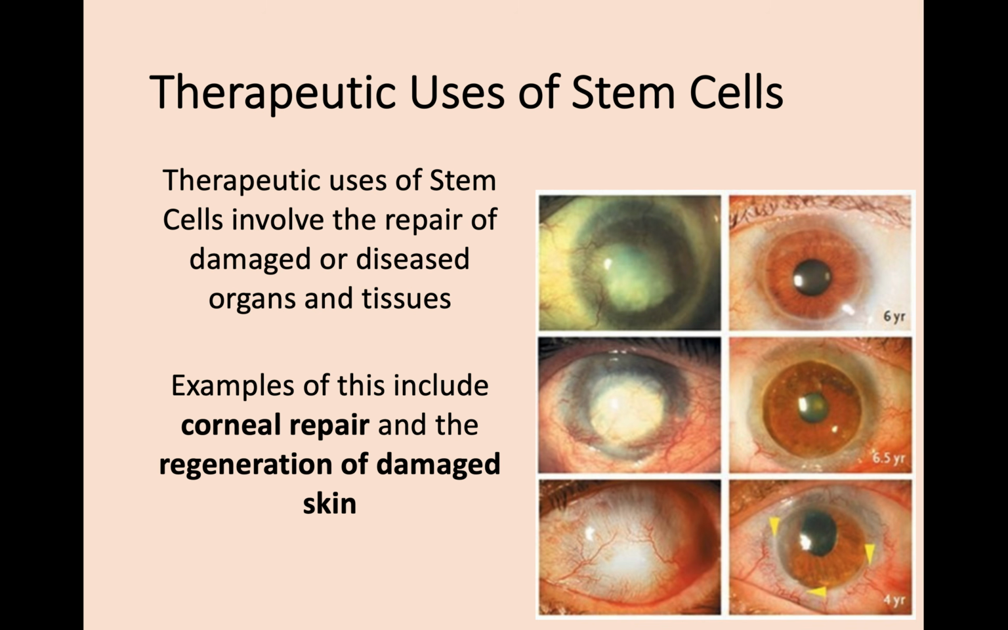Other things to look at though are therapeutic uses of stem cells. These are examples such as repair of damaged or diseased organs and tissues, which is becoming a much bigger thing at the moment. Some examples of these, like the diagram on the right, are corneal repair, healing the cornea of people who have certain conditions of the eye. Stem cells can be used for that. Also, growing stem cells in the lab for the regeneration of damaged skin, so covering over, for example, burns victims or people who need a new layer of skin over something that's been damaged. Stem cells can be differentiated into skin cells, and then you can regenerate that damaged skin.